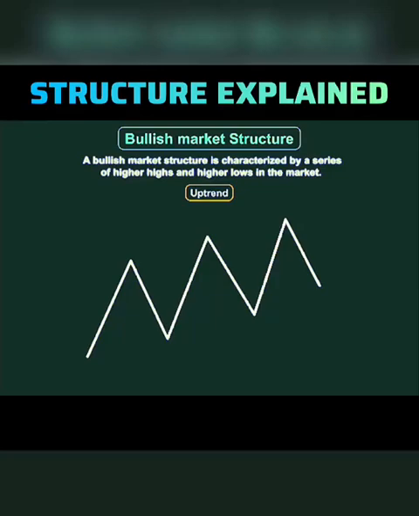Let's plot the higher highs on this chart. These are the higher highs in the bullish market structure. Now let's plot the higher lows in the market. These are the higher lows in the bullish market structure. The combination of these highs and lows creates the bullish market structure, indicating an uptrend.